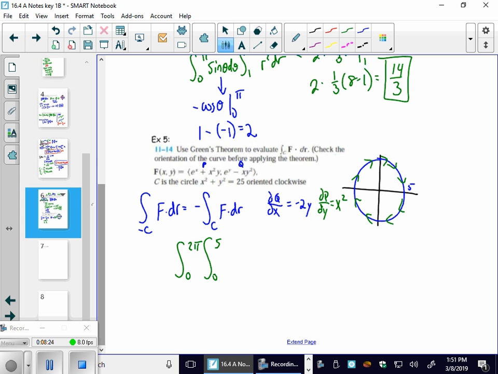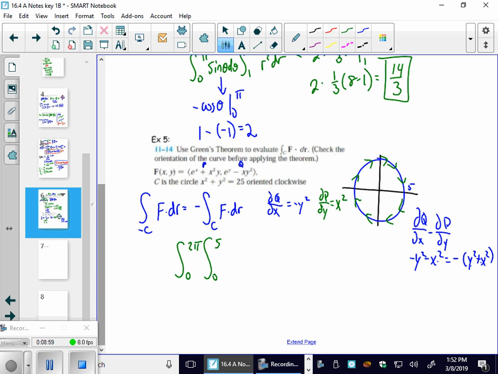dq/dx, the derivative of q with respect to x, is negative y squared. Hopefully you're watching this at like 4 times speed, and the mistakes seem really small. Okay, so that's right. Now remember that dq/dx minus dp/dy, in this case, is going to be negative y squared minus x squared. Well, that's the same thing as negative of y squared plus x squared.